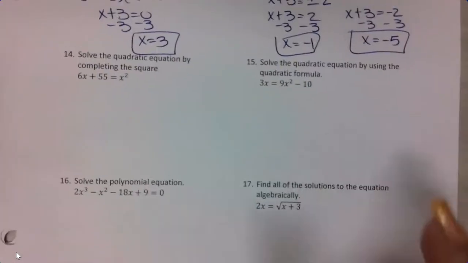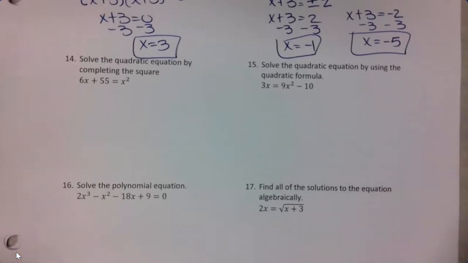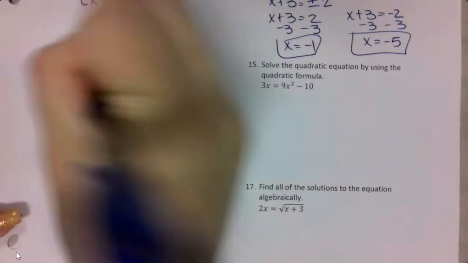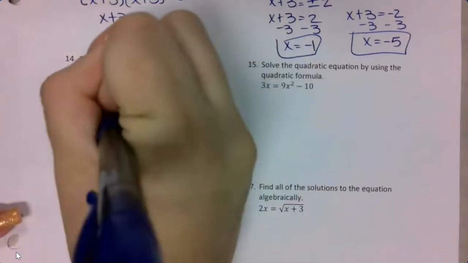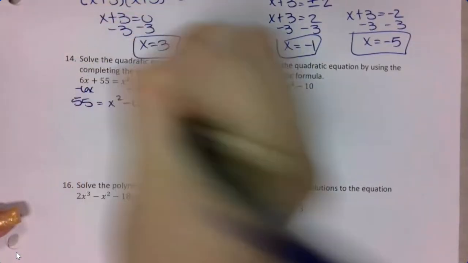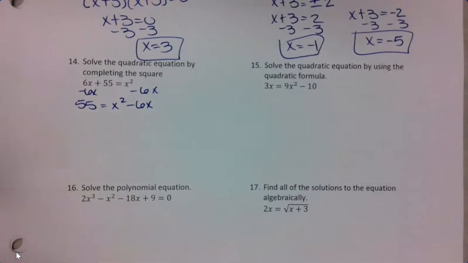Number 14 wants me to solve by completing the square. In order to complete the square, I want to get all of my variables on one side and all of my numbers on the other. So I'm going to move this 6x over to the other side. So I have 55 equals x squared minus 6x. I could move that 55 to the right side if I wanted, and then have the x squared minus 6x on the other side. I'm just going to leave it like that.